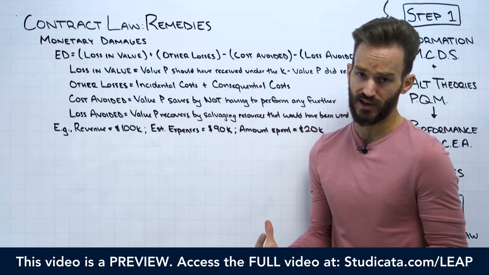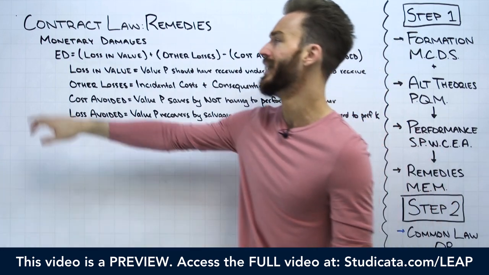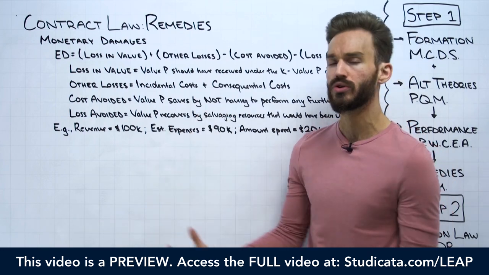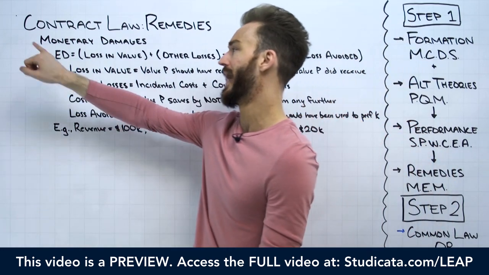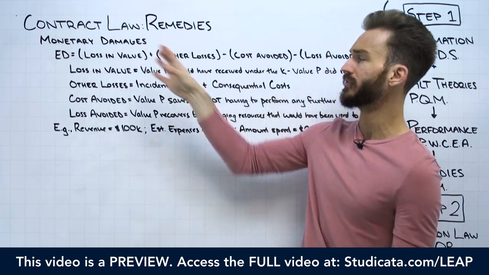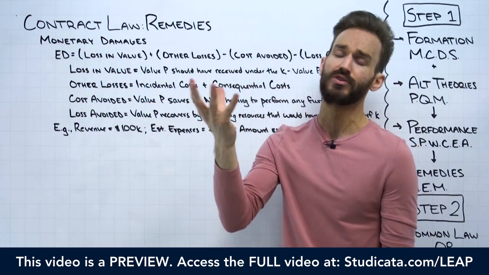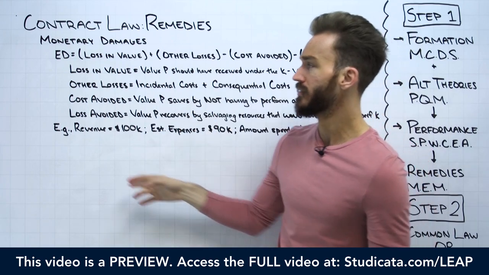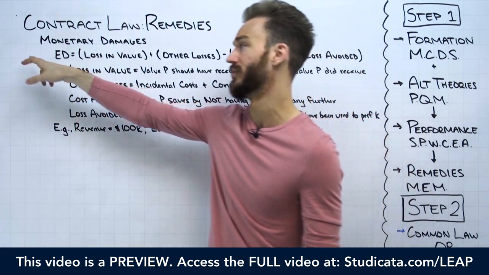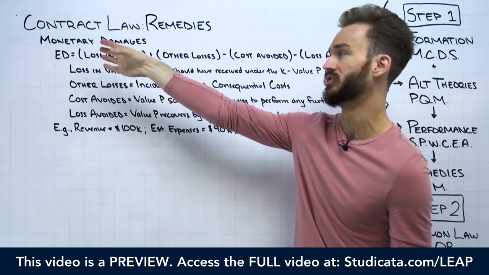Under monetary damages, the main type of damage, your default for a breach of contract action, is expectation damages. The plaintiff ultimately gets to choose between expectation damages and reliance damages, but they have to choose one or the other. We're about to find that expectation damages usually is going to be a higher number than reliance damages. That's why expectation damages has become the default. This is the most monetary damages the plaintiff is typically going to be awarded in a breach of contract action.